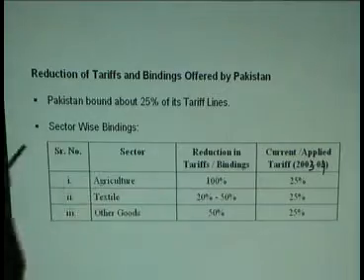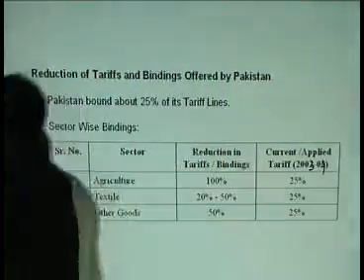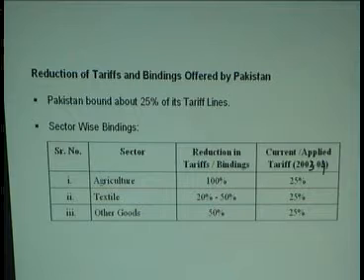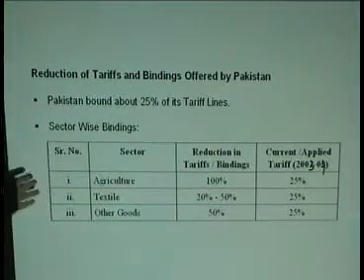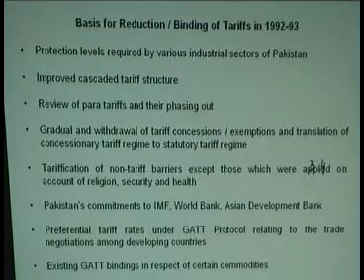Now the position is that if I just try to draw a table here, so next let's see what's there. Now if we just go through the basis of reduction and binding in 92-93, there was a concept paper prepared and there was a benchmark determined on the basis of which you could reduce and bind your tariffs. Now what that benchmark said, number one, considering the protection levels required by the various industrial sectors of Pakistan. Now this first clause was in line with the Article 24 on tariff negotiations.